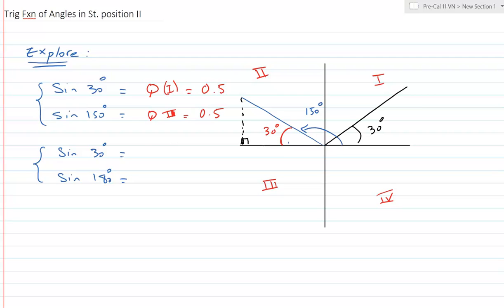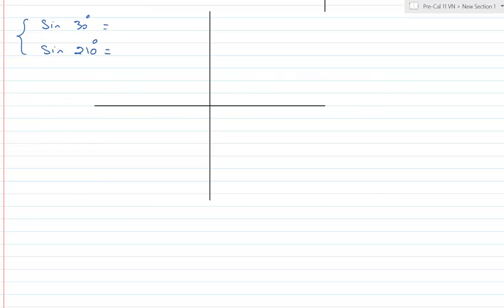Now, to get the exact value, you need to know two things. One is the standard position angle, which gives you the reference angle. The next one is what quadrant the standard position angle is in. So look at the second piece. When we look at the second question, sine of 30 degrees, we know that's 0.5. And if we draw a terminal arm, here it is, that's 30 degrees, and that's straightforward.